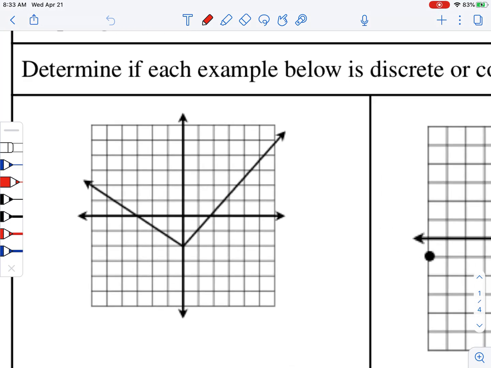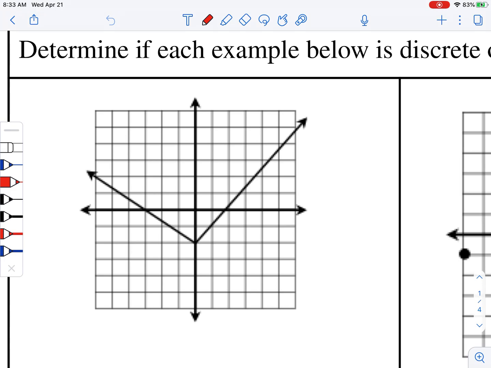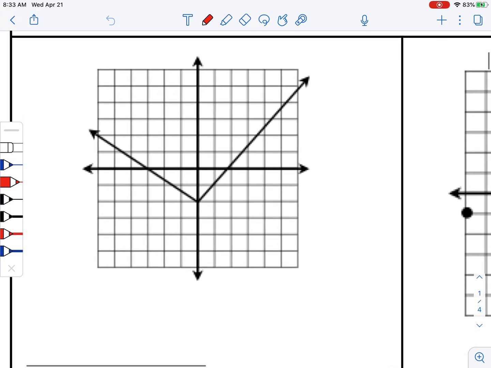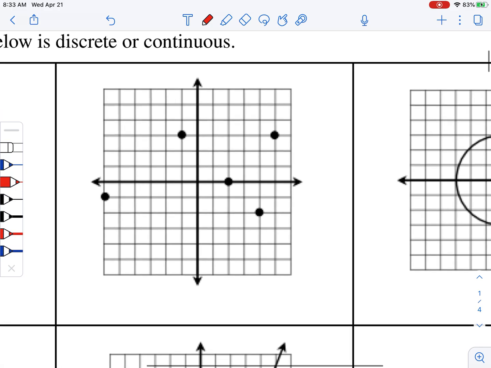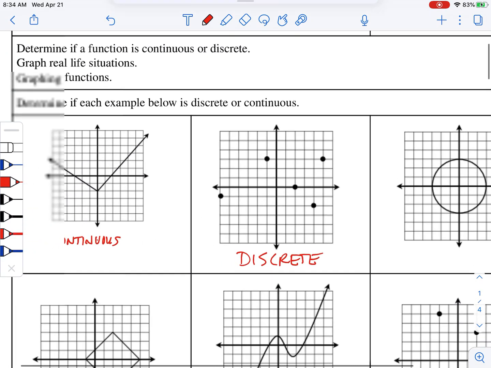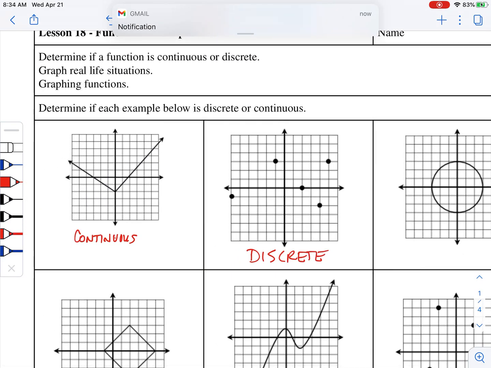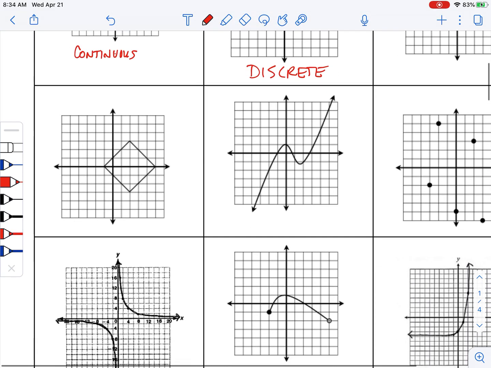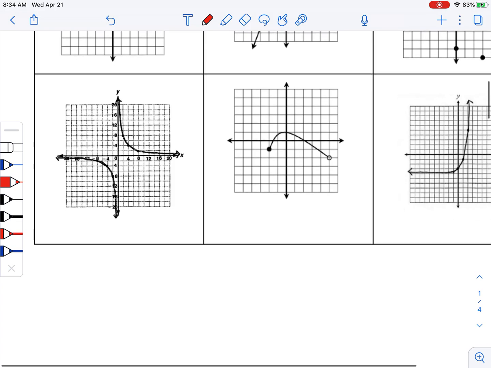Okay, so if you look at this first graph here, this is actually the graph of an absolute value when you learn to graph it. This here would be continuous. Okay, that means all the points are connected, if you will. All right, whereas this graph here is just random dots, we would say this graph is discrete. Okay, so again, if the dots are connected, it's continuous. All right, if not, it's discrete. You can go through and figure out what the rest of these are. That's not very difficult to do.